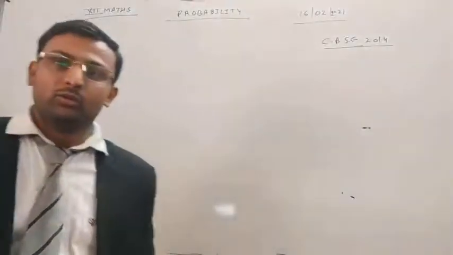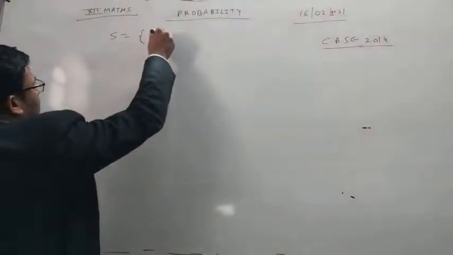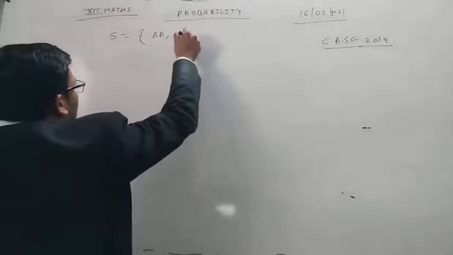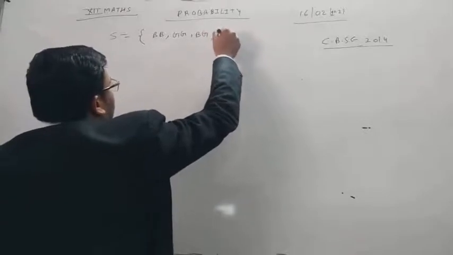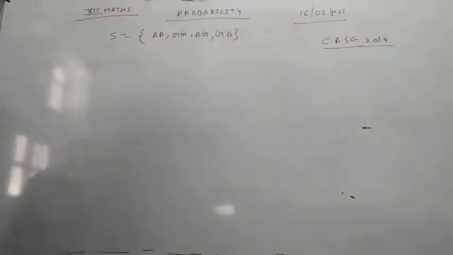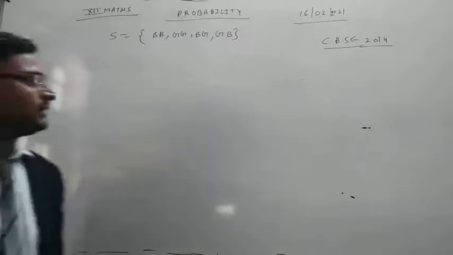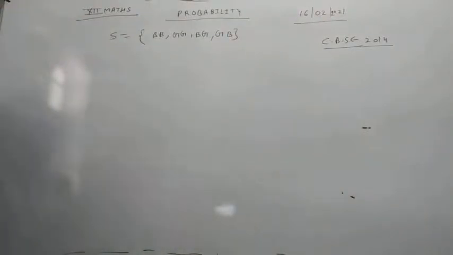2014, and the question says that a family has two children. So our sample space will be, students, either both are boys, or both are girls, or the first is a boy and the second is a girl, or the first is a girl and the second is a boy. So these are all the possible cases: BB, GG, BG and GB. Okay students, now the question says find the probability that both are girls.